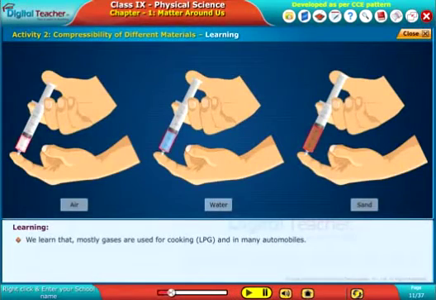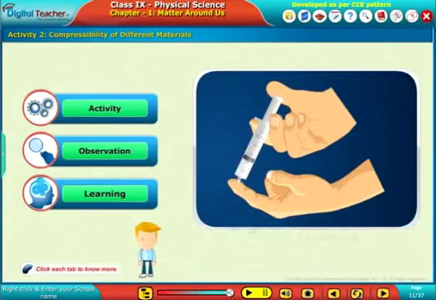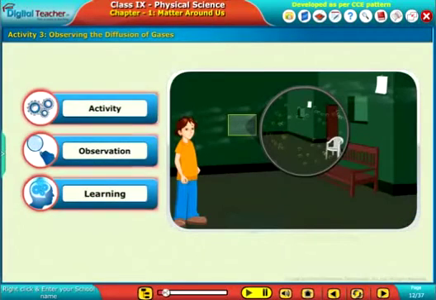We learned that mostly gases are used for cooking, LPG, and in many automobiles. In all these purposes, large volume of gas is compressed into cylinders of small volume to make them portable. Now, let us perform an activity to observe the diffusion of gases. Click each tab to know more.